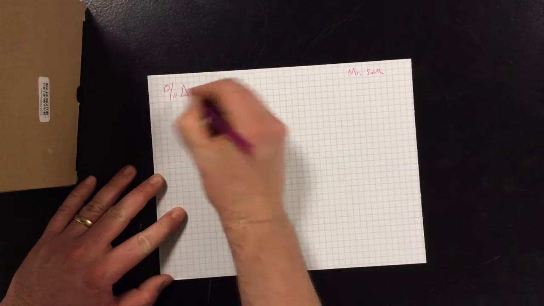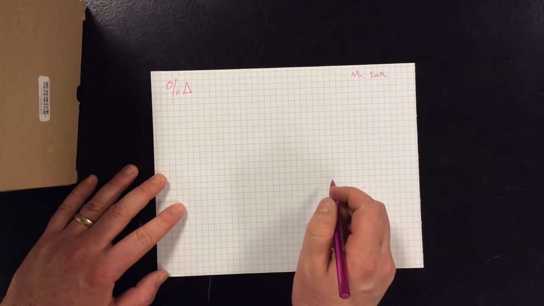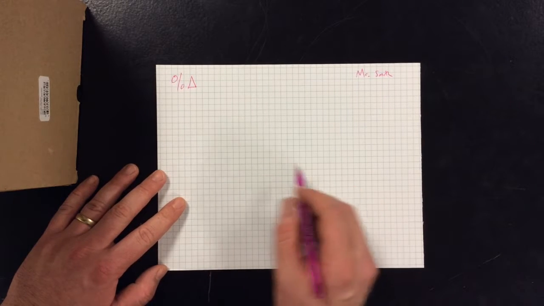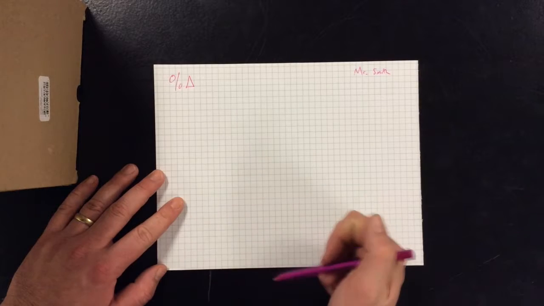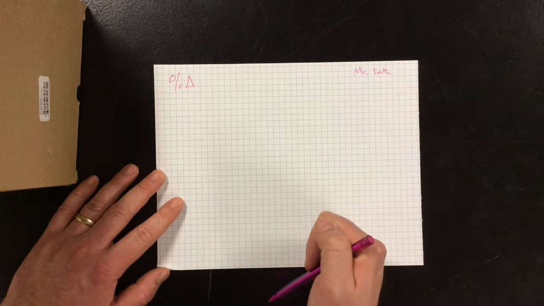I'll write my name on the top of my paper, and I'm going to show you how to find something called percent change. Delta always means change in science, in Greek, everywhere it means change. Percent is something that we use to see how much something changes per 100.